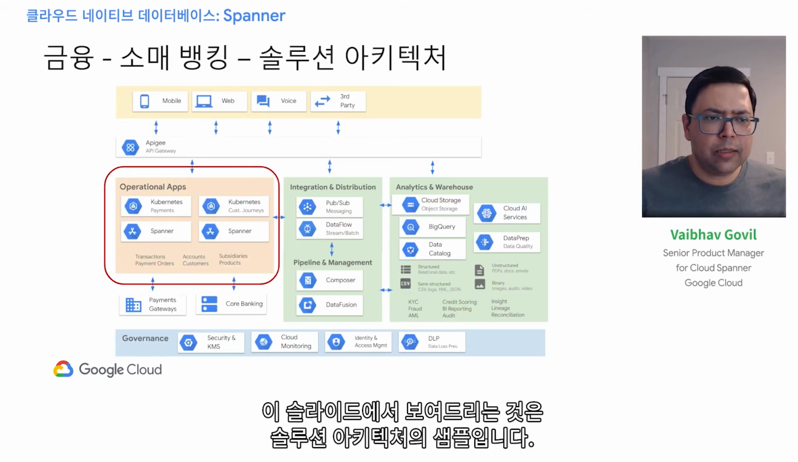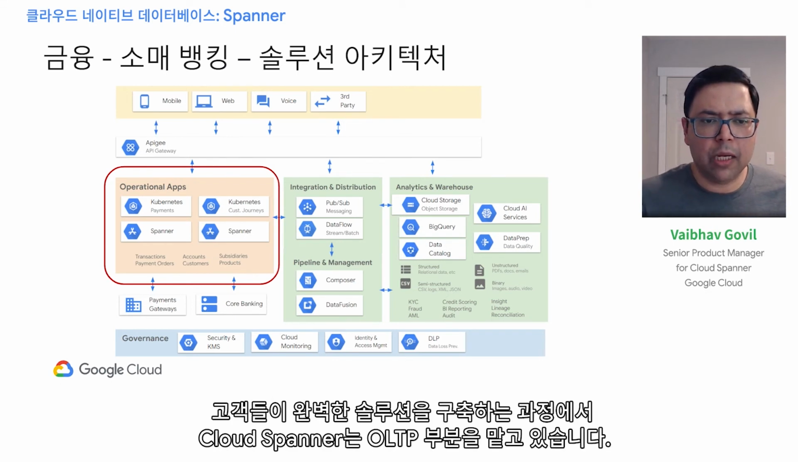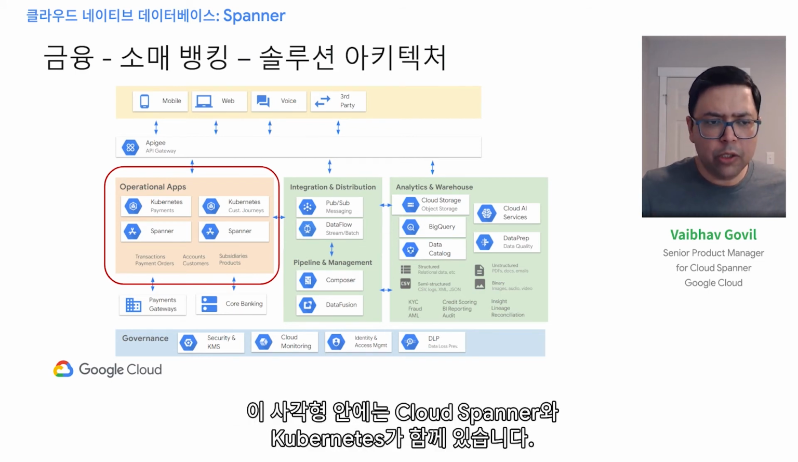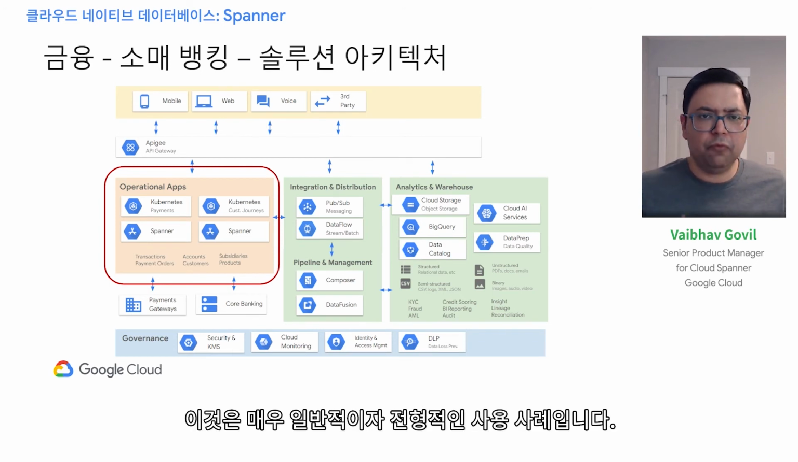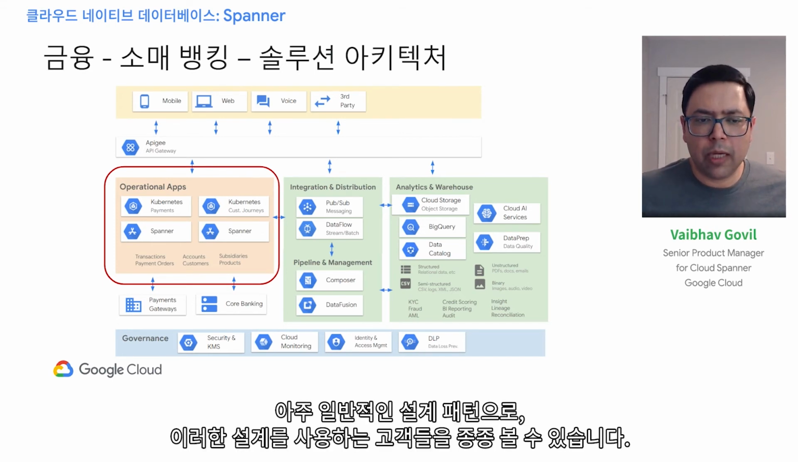So this slide just shows a sample solution architecture. As I mentioned previously, as part of the technical challenges, customers are building complete solutions, and Spanner plays the OLTP part of it, but it definitely interfaces with a lot of other systems. One thing to note over here in this rectangle is Kubernetes along with Spanner. Now, this is a very common and very typical use case. So GKE working with Spanner, because you can seamlessly scale your compute along with your database, is a very common design pattern and something which we often see customers using.